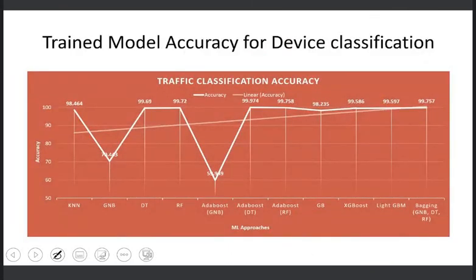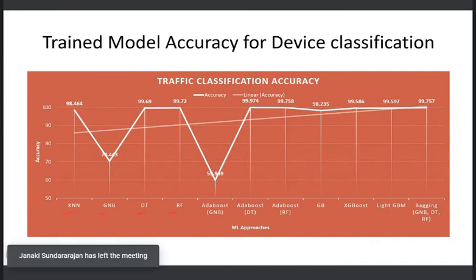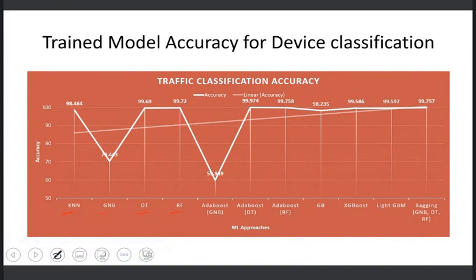So here is the accuracy graph. We have tried KNN, GNB, DT, RF, and an ensemble. You will see that in most cases we are getting good accuracy, around 99%. At the time we did this, we had very little data, but now we are continuously capturing data, so we can make our system more resilient and more reliable.